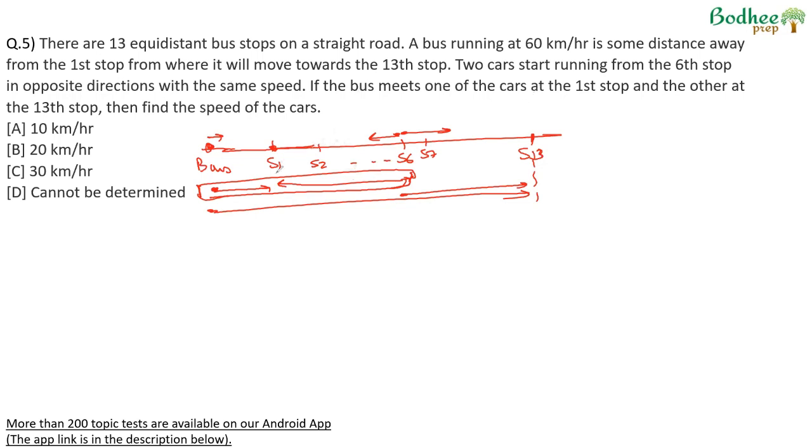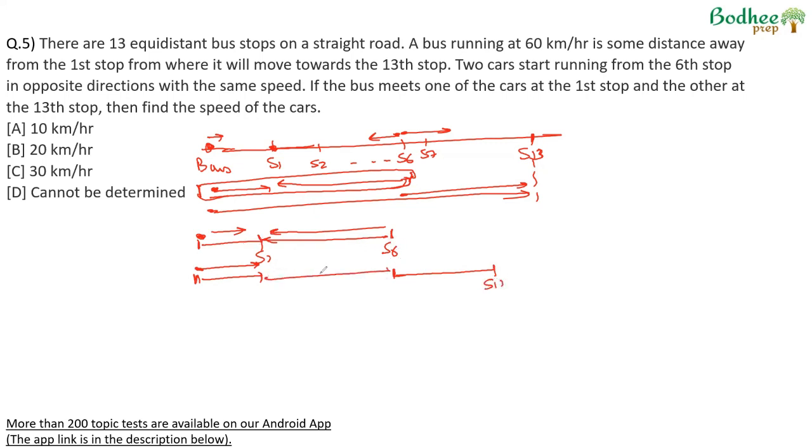Now, in the time that the bus reaches S1, one of the cars has reached from S6 to S1. So it has covered a distance of 5 stops. In the same time, the other car will cover the same distance in the opposite direction. So it will reach S11. 6 minus 1 is 5. One car does 5 in one direction, the other will do 5 in the other direction at the same time.